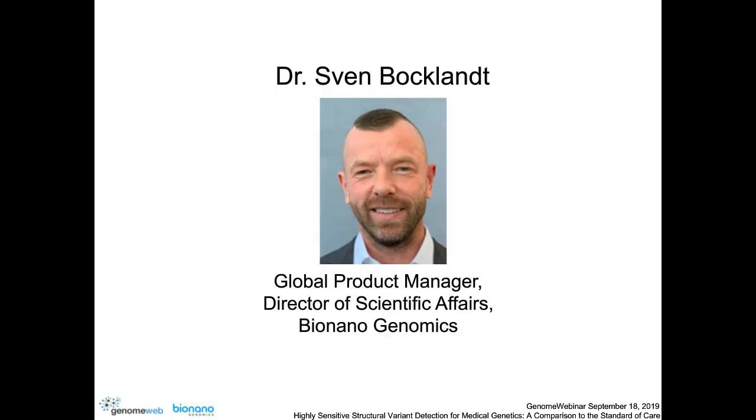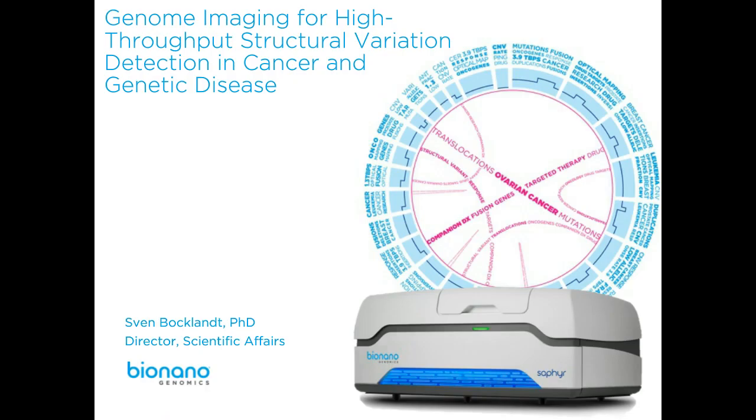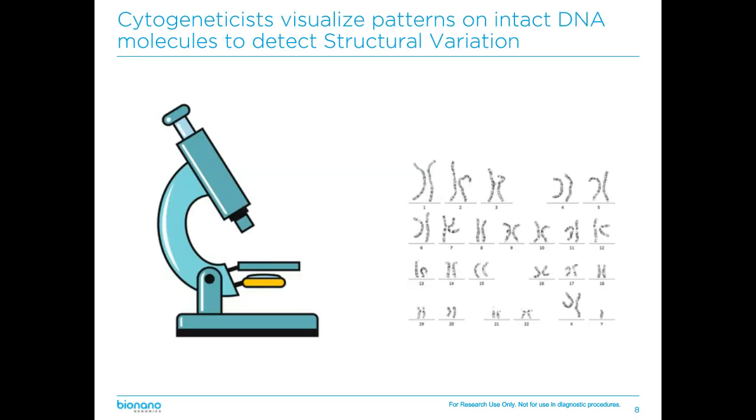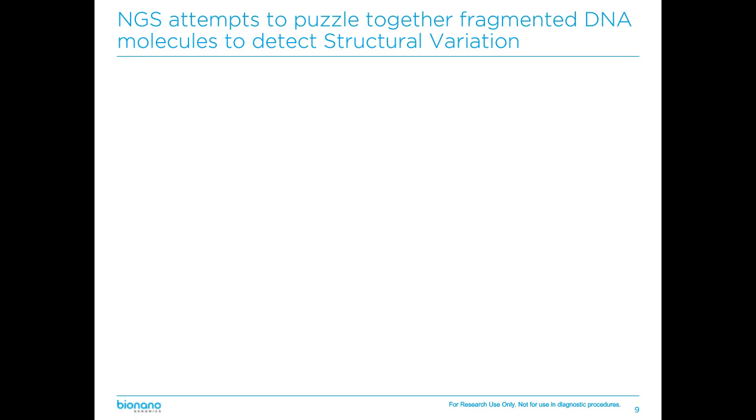Okay, thank you for joining us. I'm very excited to tell you about our genome imaging technology to detect structural variation. Detecting these large structural variants in a genome has traditionally been very difficult. If a child with a genetic disease or a tumor gets analyzed genetically today, that still happens with traditional cytogenetics, using sometimes half-a-century or decades-old methods to visualize patterns on intact DNA to detect structural variation, and they're really using a microscope for that. Now, when NGS came along, there was this promise that sequencing, whole genome sequencing, would replace cytogenetics and be able to detect these SVs just as well.